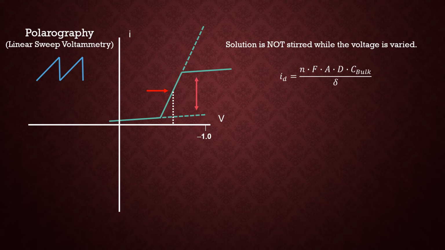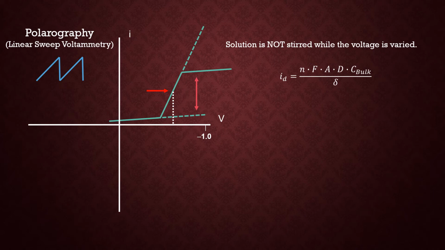We know that the diffusion current gives us the concentration, namely tells us how much stuff is in the solution. But we notice that the point at which that discontinuity occurs is specific to the species that's in the solution. So copper would have that transition at a different point than nickel, than lead, than other ions in the solution.